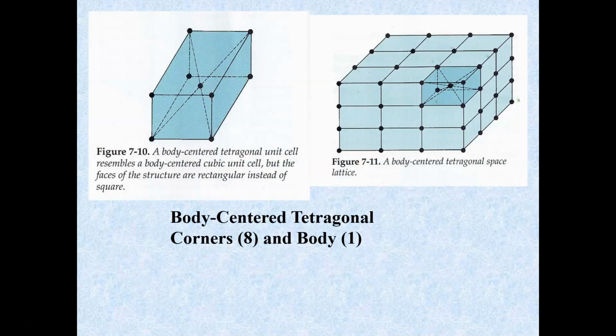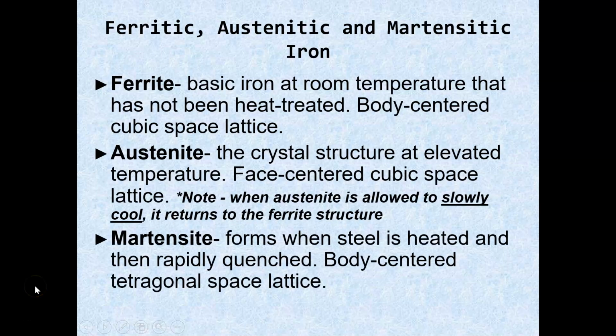And here's a pictorial view that came out of your book, figure 7.10 and 7.11. You can see how it layers itself in an orderly form. Ferritic, austenitic, and martensitic iron.